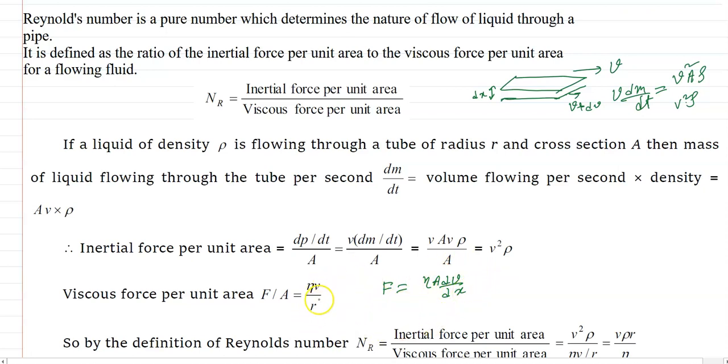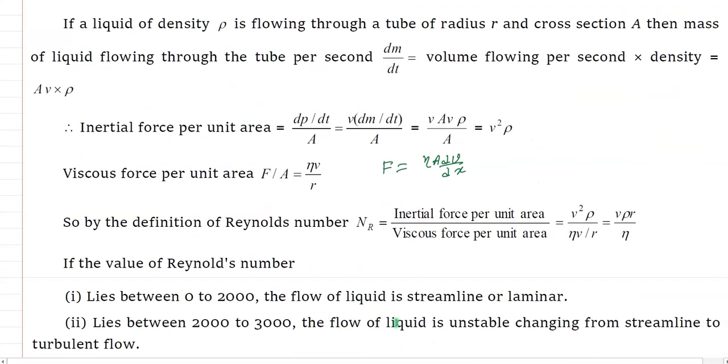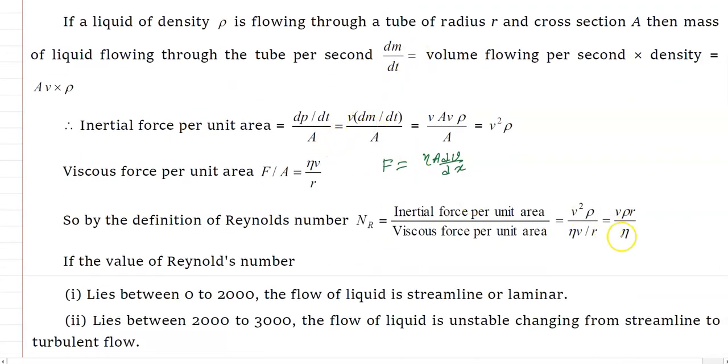And the dx is written here as r, and dv is written here as v. Okay, that means viscous force per unit area will be eta v by r. Then by putting this in, we can find the Reynolds number, that is v rho r by eta.